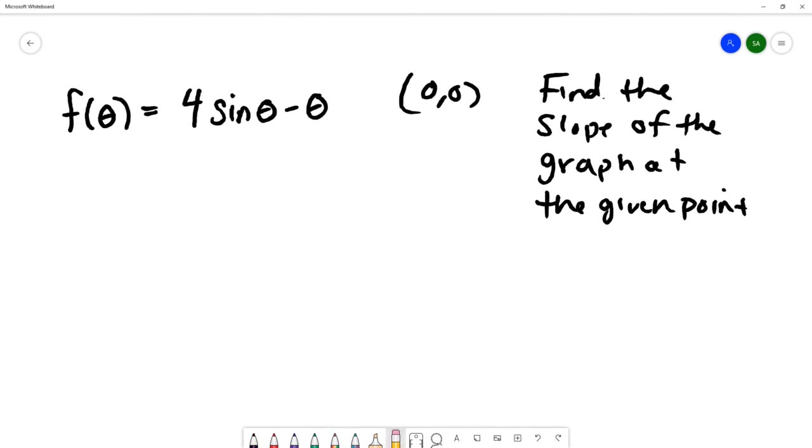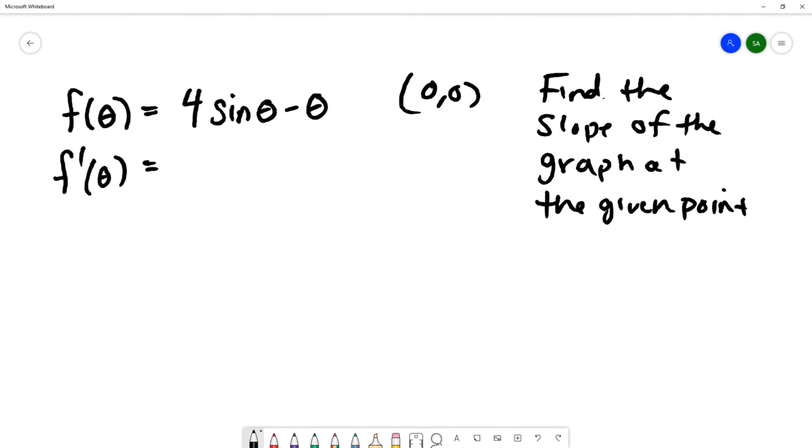For this question, we want to find the slope of the graph at the given point. We're given the function f of theta equals 4 sine theta minus theta, and we're given the point 0, 0. So in order to find the slope of the graph at this particular point, we need the derivative. So I'm going to calculate the derivative of f of theta.